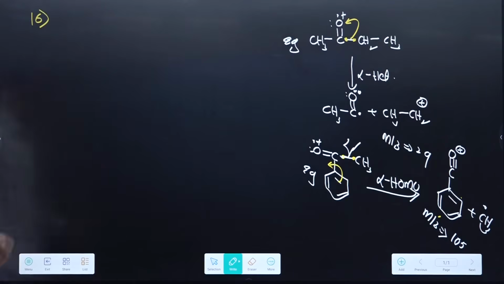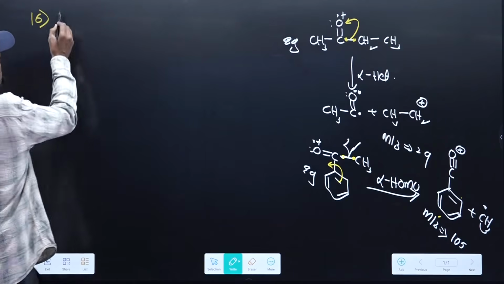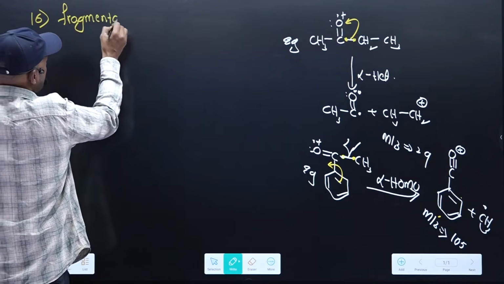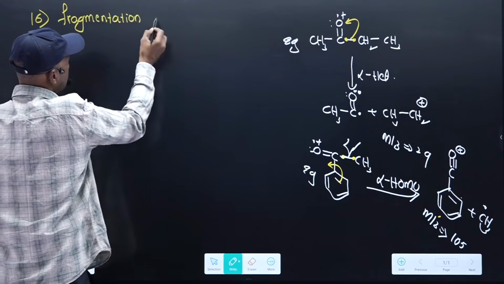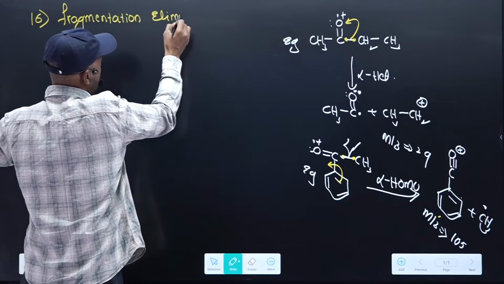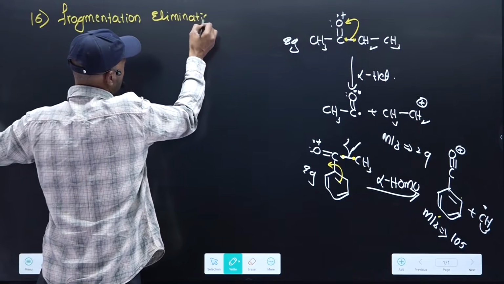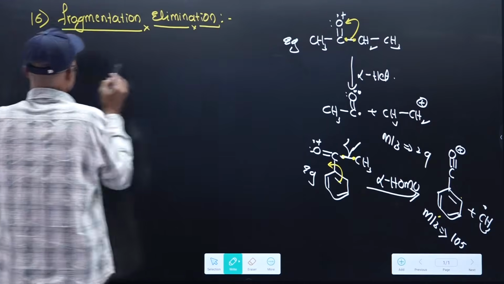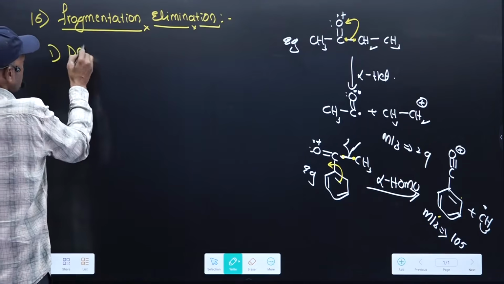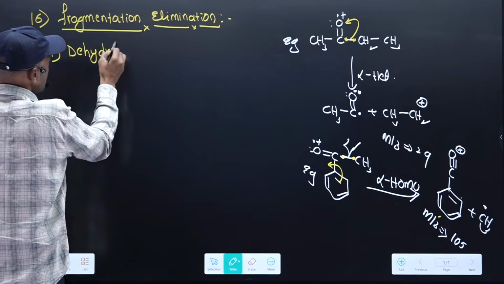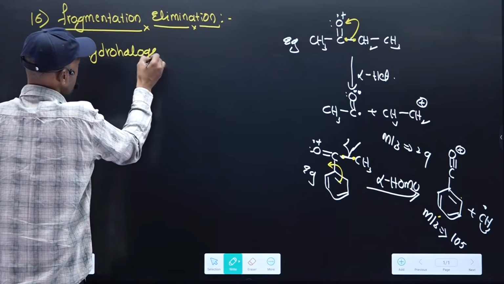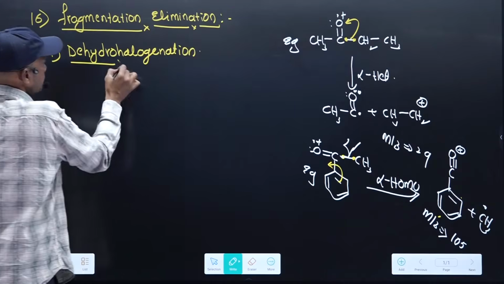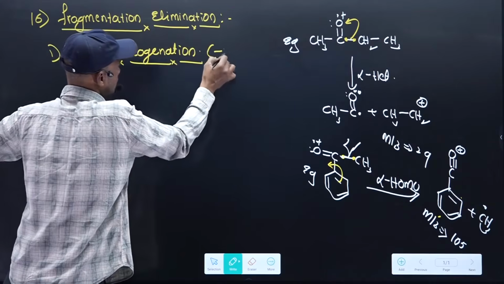So it is a mixture of various fragmentations that are observed. This is called fragmentation elimination. I am eliminating an atom or group, and that is called fragmentation elimination. The best example is dehydrohalogenation. What is the meaning of dehydrohalogenation? Loss of HX.